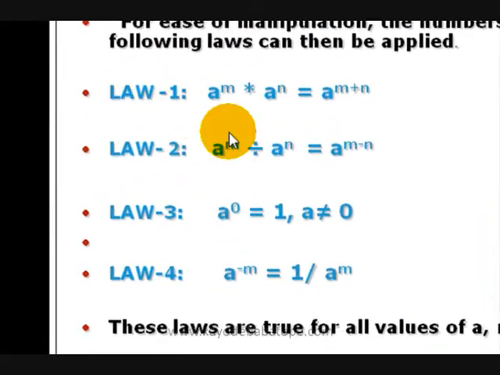So these are the laws that we call the laws of indices. Law 1 says a raised to power m times a raised to power n is equal to a raised to power m plus n. Second law says a raised to power m divided by a raised to power n is equal to a raised to power m minus n.